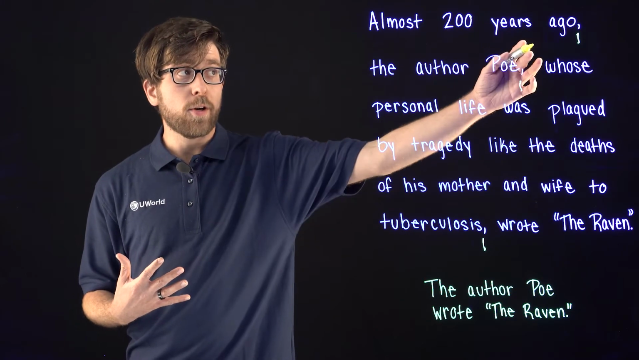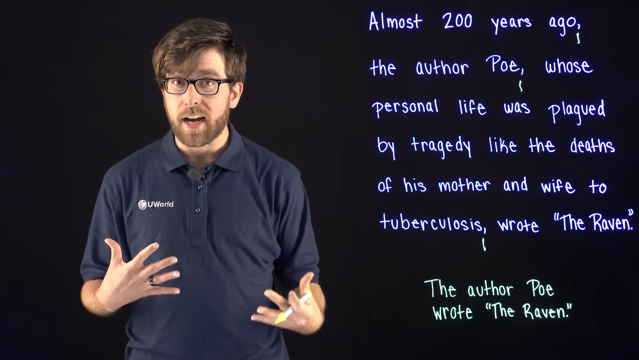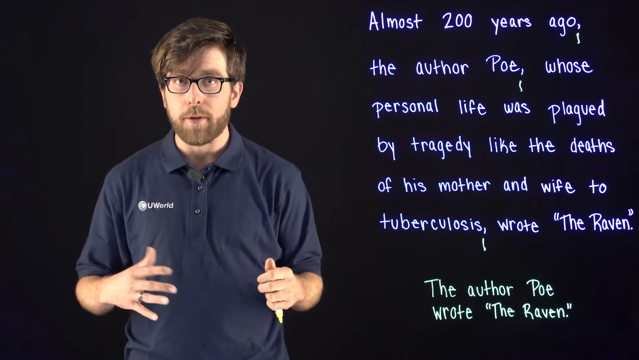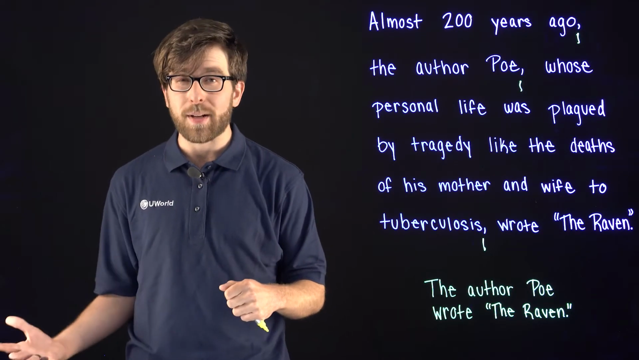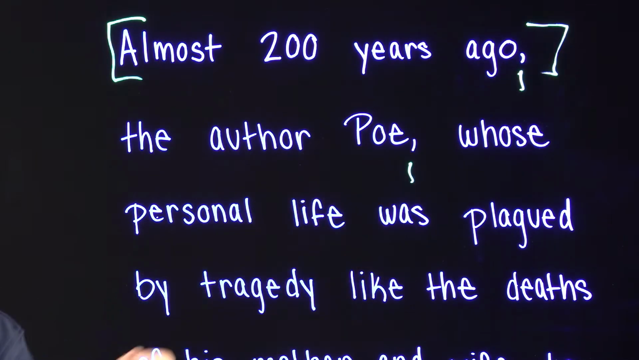So, almost 200 years ago, we can ask ourselves, what's that doing? Well, it's really just kind of setting a place or a time for the rest of the sentence to be going on. There's no subject, there's no person or thing that's doing something, there's no verb, there's no action that's being done. So we can say that's just descriptive and kind of ignore it for now.